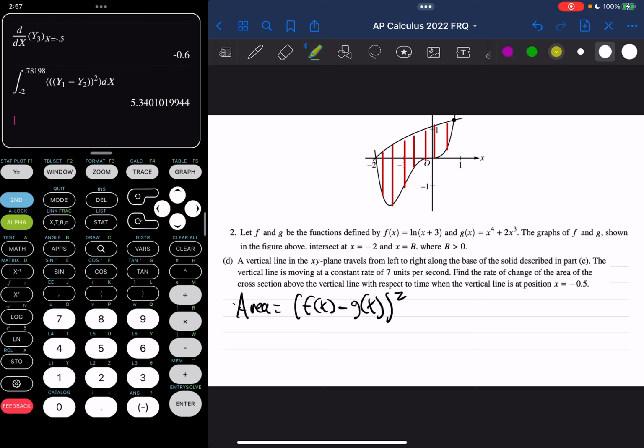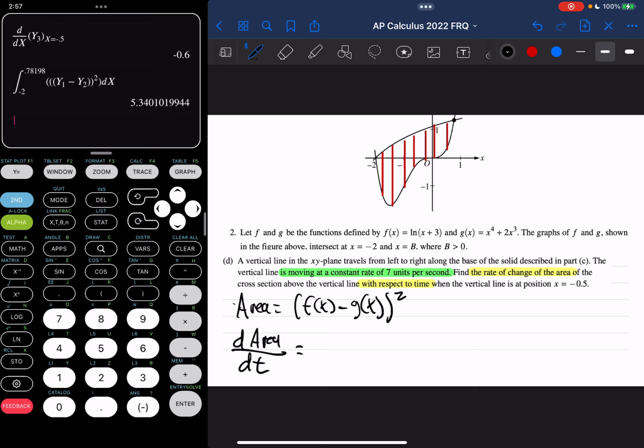Now here's the key thing. It says find the rate of change of the area with respect to time. What that means is we have a related rates problem. We're no longer taking the derivative with respect to x, we're taking the derivative with respect to time. So our derivative is d area dt. That means x is changing with respect to time. The good thing is we've got that part covered because it says it's moving at a constant rate of 7 units per second. I'll show you where that plugs in in a second.